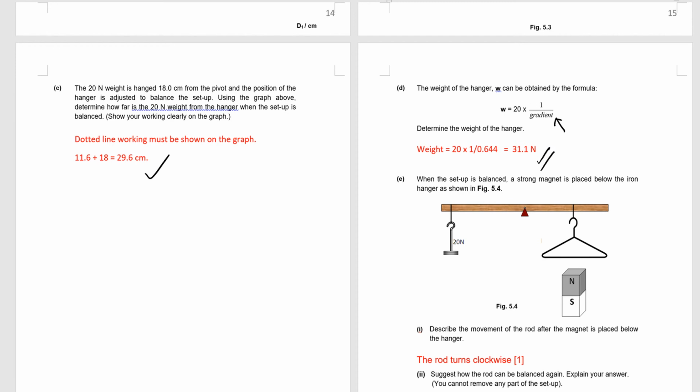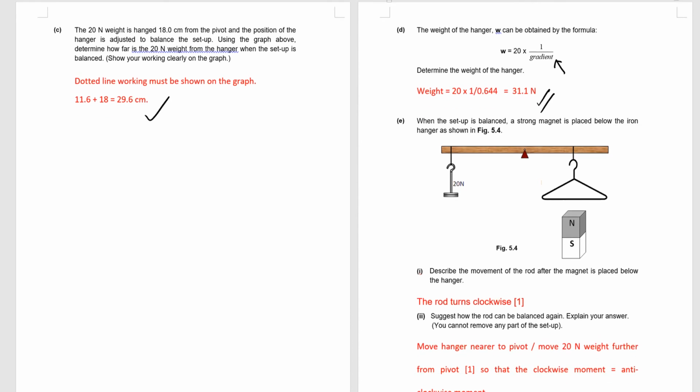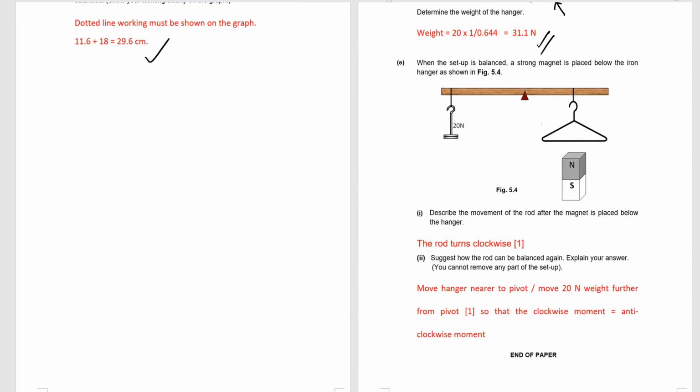Okay. And the next part says, if you put a strong magnet here, this is an iron hanger. So an iron will be attracted to the magnet. So you expect that there is a force pulling it down, and therefore you will find that this will be turning the rod in a clockwise manner because of the attraction between the iron hanger and the magnet. So if they ask you to describe, you'll say that it turns clockwise.